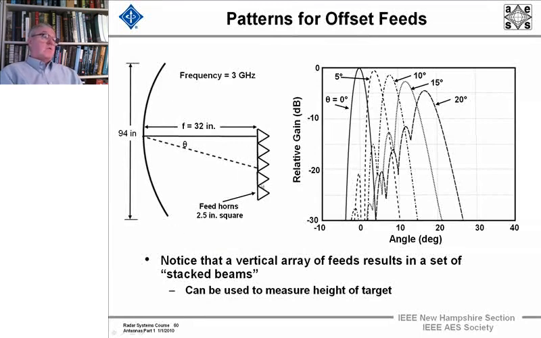And here's a pattern of what you can do instead of changing the shape of the feed: you can put a set of different horns at different amounts down along a line. You'll get different beams at 0 degrees, 5, 10, 15, and 20 degrees when you put in different feed horns. That's known as a set of stacked beams, and that kind of antenna can be used to measure the height of a target.